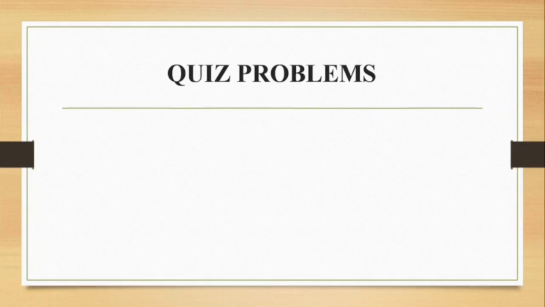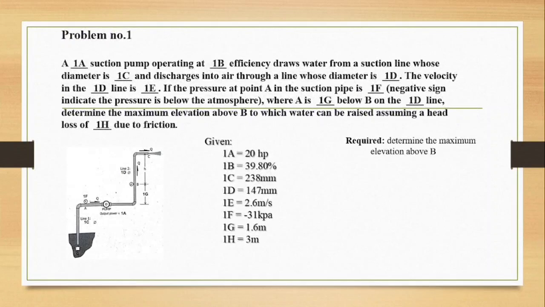Proceed to the quiz problems. Problem number 1. A blank suction pump operating at blank efficiency draws water from a suction line whose diameter is blank and then discharges into air through a line whose diameter is blank. The velocity in the line is blank if the pressure at the point in the suction pipe is blank, where A is blank below B on the blank line. Determine the maximum elevation above B to which water can be raised, assuming a head loss of blank due to friction.